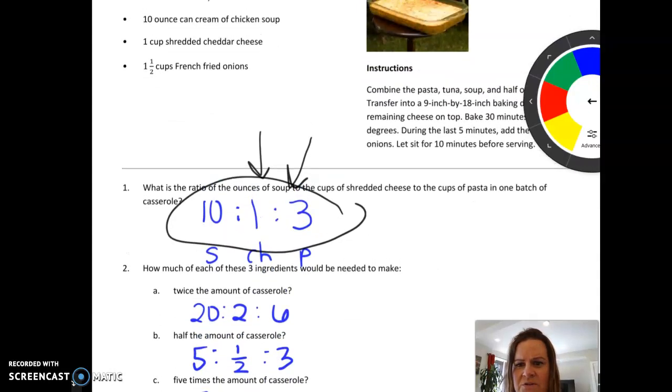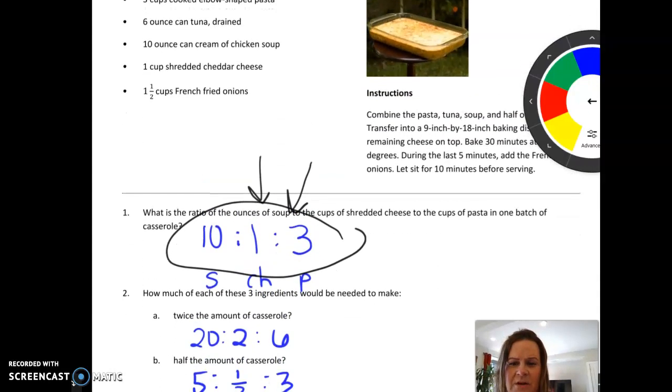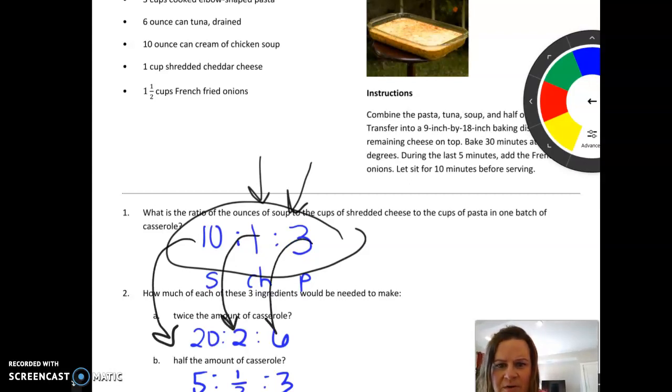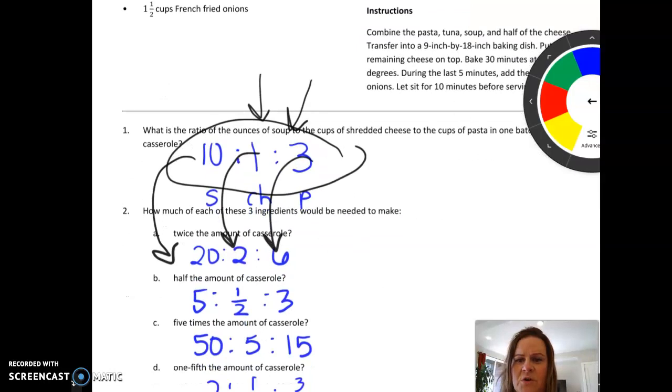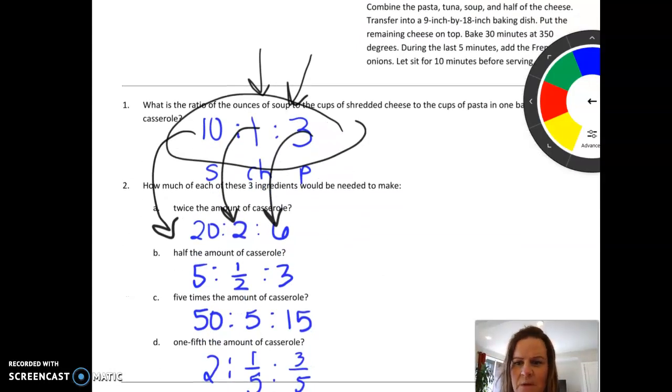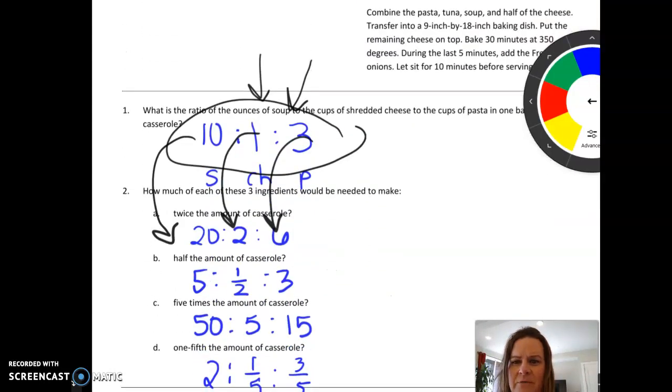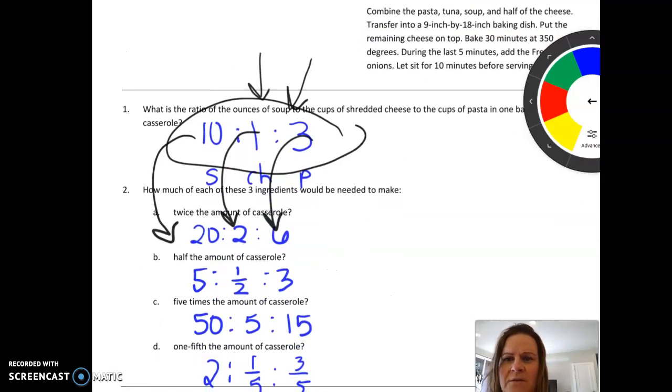So if we are going to double the amount of casserole, then we're going to double each of these values. So 10 times 2 is 20, 1 times 2 is 2, and 3 times 2 is 6. So we get the ratio of 20 to 2 to 6. If we want to make half the amount of casserole, then we're just going to divide each of those numbers by 2, or half them.